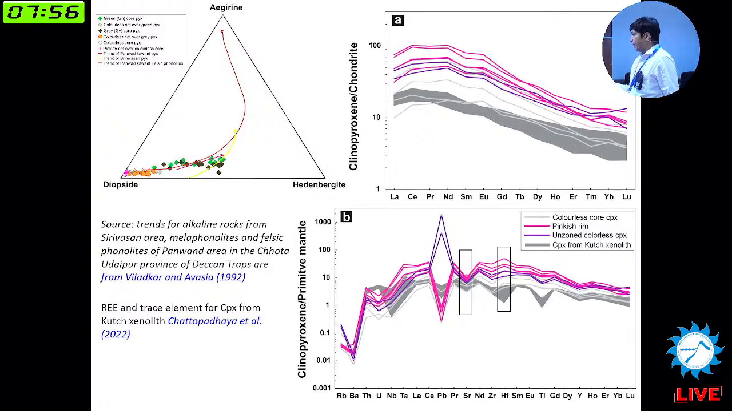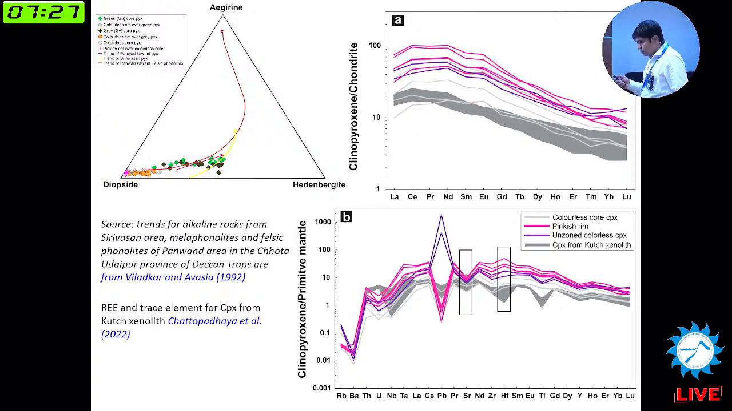While in the multi-element spider diagram, we could see that the colorless core as well as the pinkish rim show normal patterns, and a gradual fractionation pattern is shown. They show a depletion in strontium as well as in hafnium. While the unzoned colorless CPX show a slight enrichment in lead content. So it makes a distinct variety. They have a higher lead content within them.